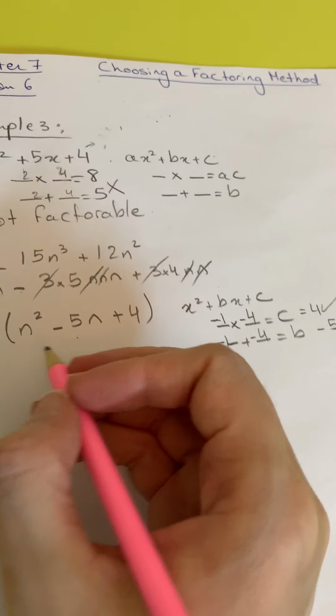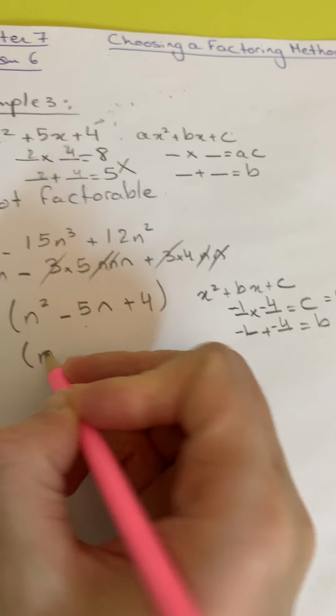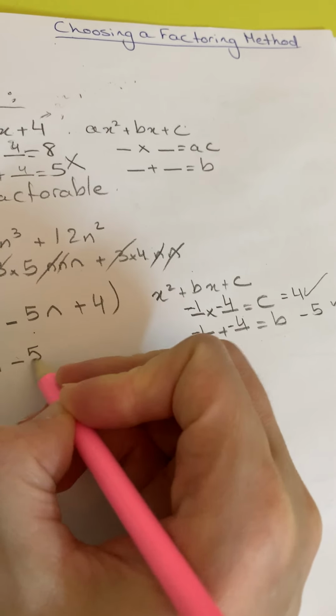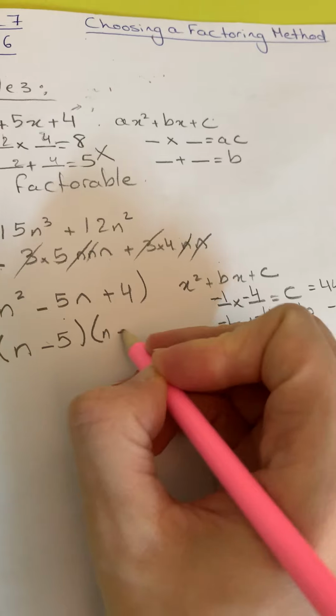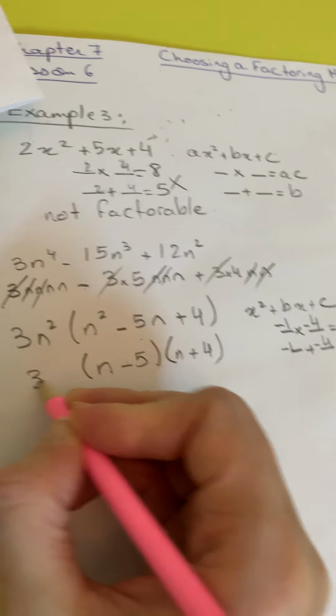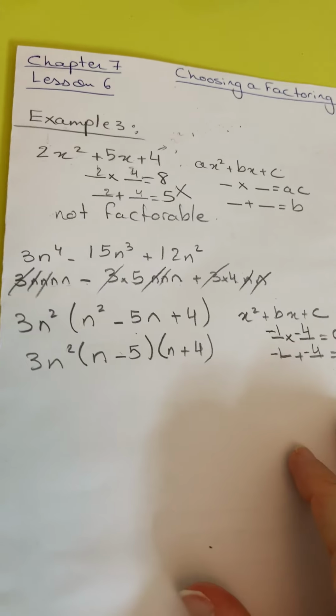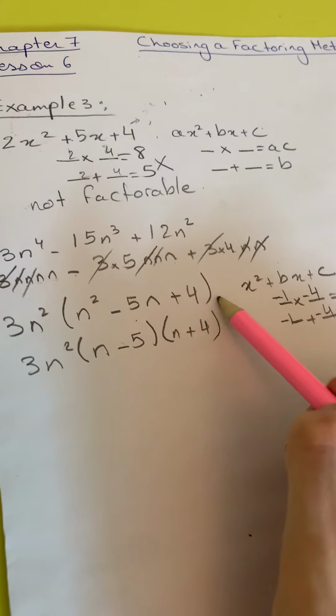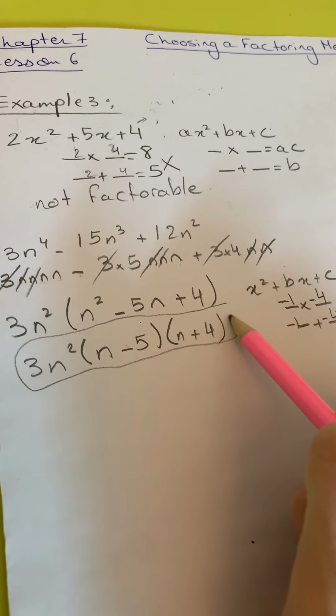So here you can simply write it as n minus 5 and n plus 4. The other number is 4. And don't forget to put the 3n power 2. And that's it. You cannot continue. You cannot do anything else. So this is the final answer.